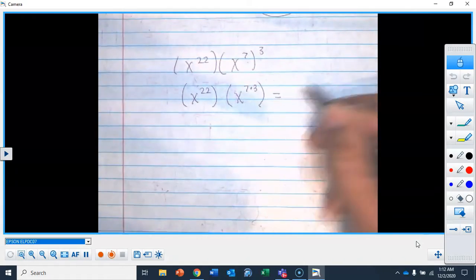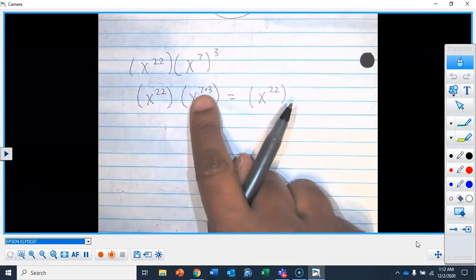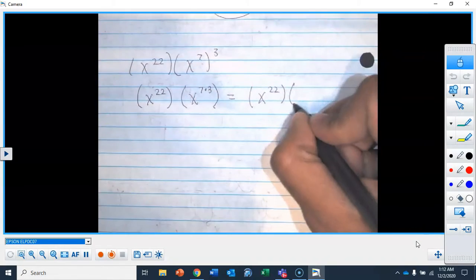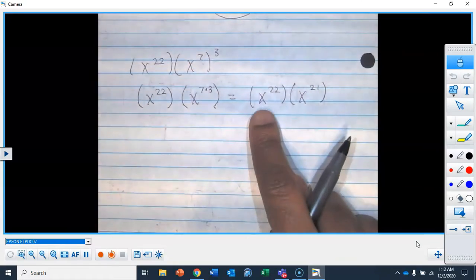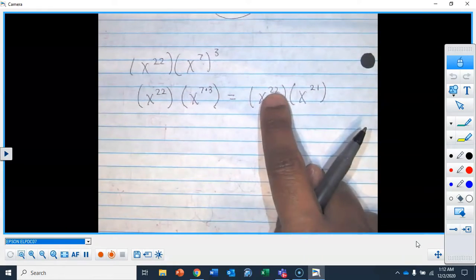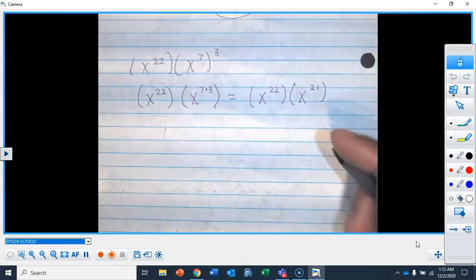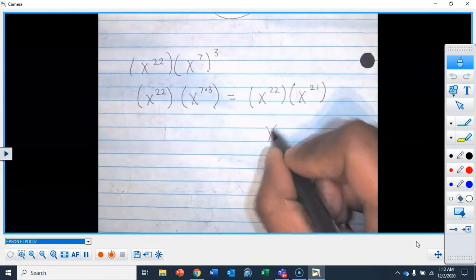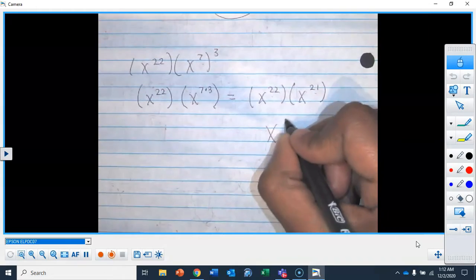And again, now I have x to the 22. And then right here, this is 21. X raised to the 21. I'm just leaving the parentheses. And then again, we have the same base, different powers. What do we do? We do law number 1. We're going to add those two together. So the final answer is 21 plus 22 is 43.